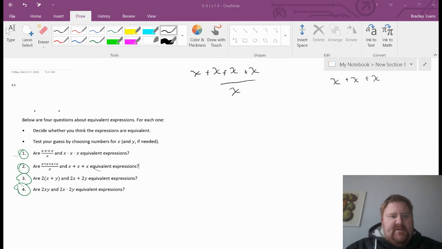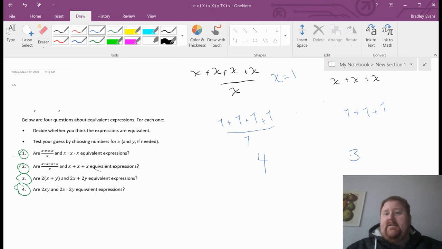So for our next two expressions, we're going to determine if they're equivalent. x plus x plus x plus x divided by x, and x plus x plus x. Again, I'm going to choose x equal to 1, and have 1 plus 1 plus 1 plus 1 divided by 1, and 1 plus 1 plus 1. Here we have 1, 2, 3, 4, divided by 1 is 4. 1 plus 1 plus 1 is 3. Already I can tell they're not going to be equivalent. If they're not equivalent for x equal to 1, then they're probably never going to be equivalent. So they are not equivalent.